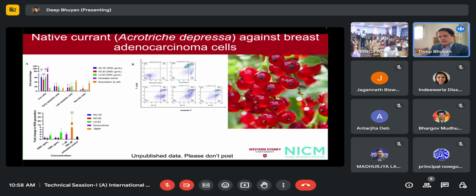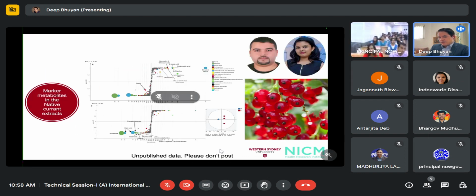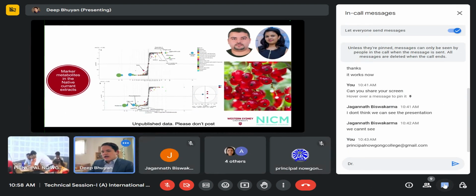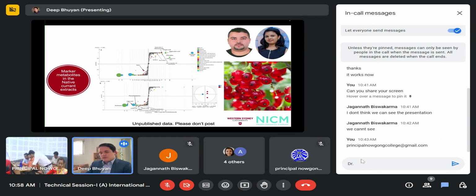And we found that native currant as well induced that death pathway that I was telling you about, called apoptosis in the cancer cells, and it did not increase the production of reactive oxygen species or oxidative stress in the cancer cells. Then we identified different types of secondary metabolites, including tannins and flavonoids and other kinds of antioxidants as well in the extracts, both in the water and the ethanol extracts of native currant.